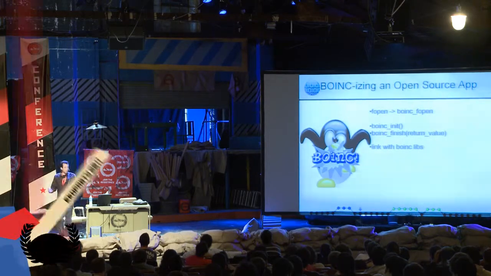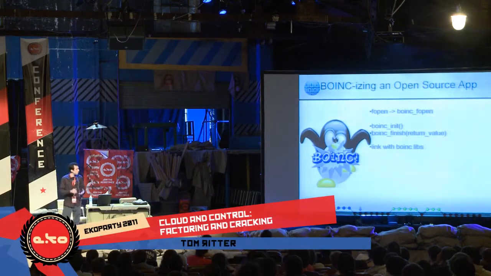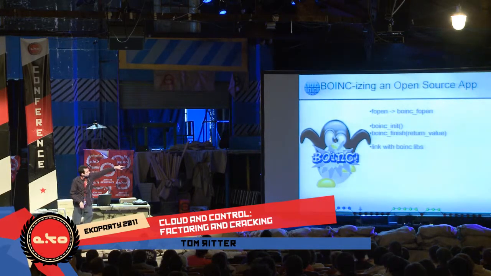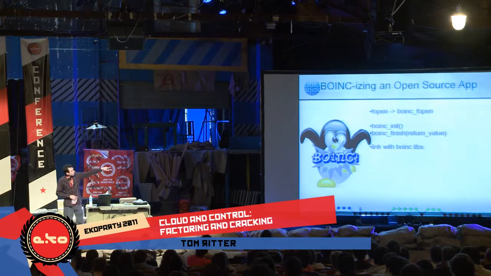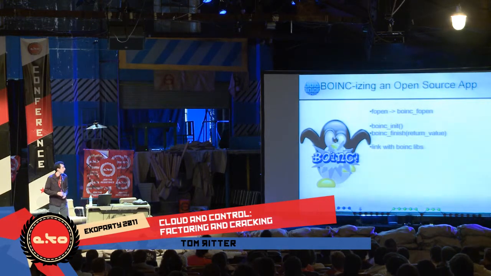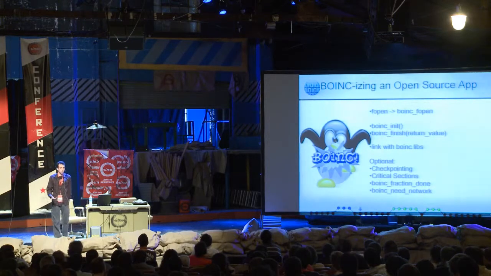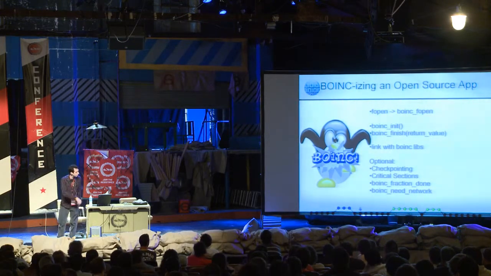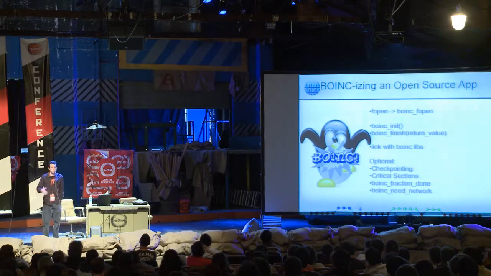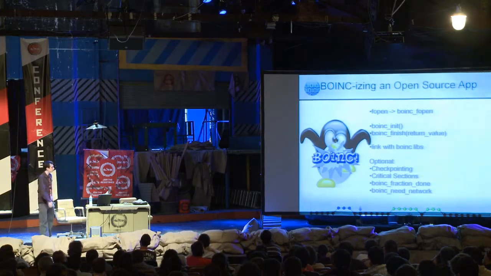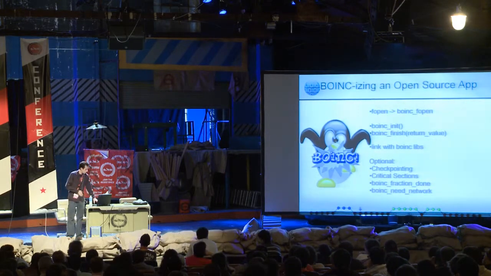So let's put msieve into BOINC. It's really easy. Like I said, msieve is open source, written in C. We're going to replace all the calls to fopen with BOINC fopen. We're going to call BOINC init in the beginning, and BOINC finish in the end with the return value. And when we compile, we link it with the BOINC libraries. If you want to do more, you can. Like if you're writing a program from the ground up, you can put in checkpointing. So if a client shuts down in the middle, it can restart in the same spot. But for us, we don't need to do any of that other stuff.